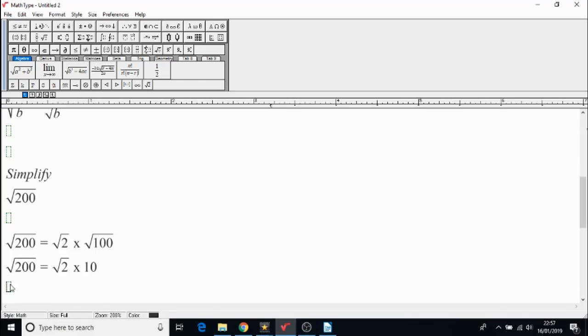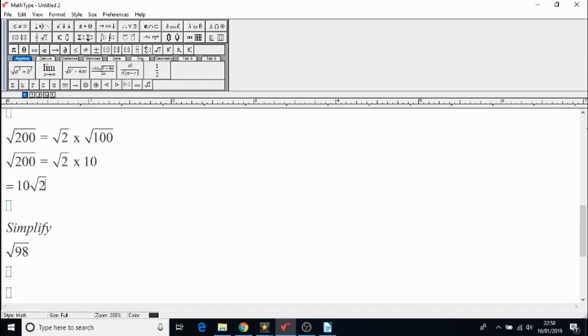But you're not done. Because you can't simplify the square root of 2 anymore because it's a surd, you leave it how it is and you multiply the 10 by the square root of 2 to get 10 root 2. You do nothing more. That's it. That's your answer. And that's how you simplify the square root of 200. The square root of 200 simplified is 10 root 2. Let's move on to the next question.